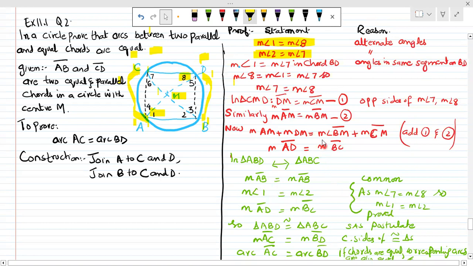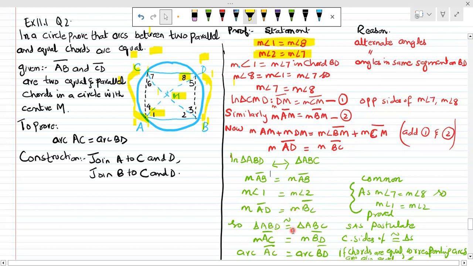We have already proved here that angle 7 and 8 are equal. So 7 and 8 are equal, so it means 1 and 2 are also equal. We have proved it in our first and second line. So angle 1 and 2 are equal. And now we have proved AD is equal to BC, and we are mentioning it over here. So these are the 3 results that we have gained.